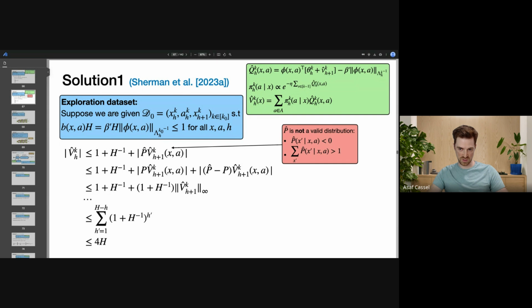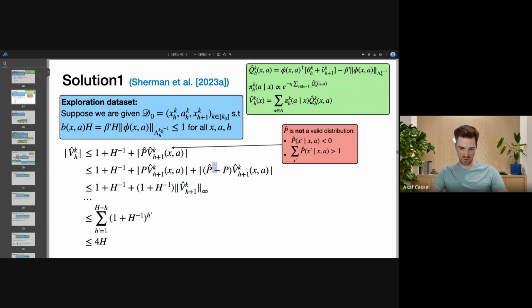But notice that in the case of linear MDPs, p hat is not actually a valid distribution. Normally you would just bound this by the maximal next state value, but here you can't do it, because p hat is not a valid distribution in the sense that it could have negative terms, and it could sum to more than 1. So it wouldn't be correct to just bound it by the maximum next state value. What you would do is add and subtract the true dynamics, and then you get this term with the true dynamics, where you can take the maximum next state value, and this is just 1 times the maximal next state value.